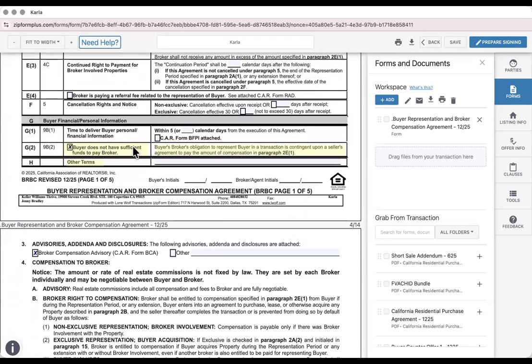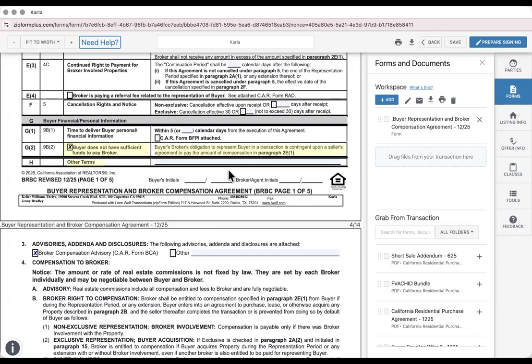This right here really does put the buyers at ease, okay? So I always check this box and I always say buyer does not have sufficient funds to pay the broker. And it clearly states right here, buyer's broker's obligation to represent buyer in a transaction is contingent upon a seller's agreement to pay the amount of compensation. So I tell them right then and there, hey, this clearly states that we are going to get the seller to pay for our commission, and it is very common that the seller does pay for commission.